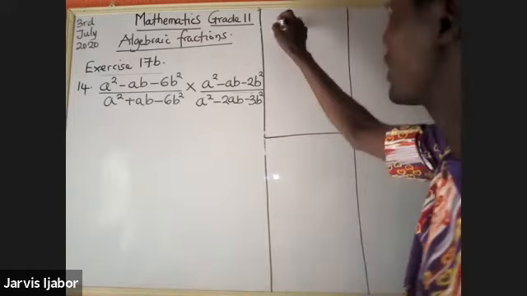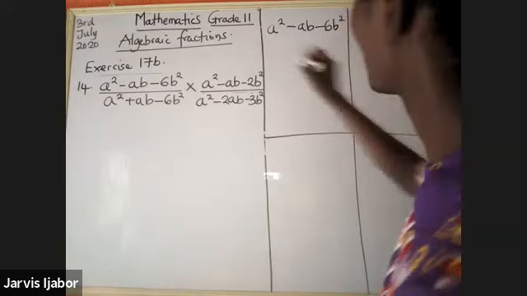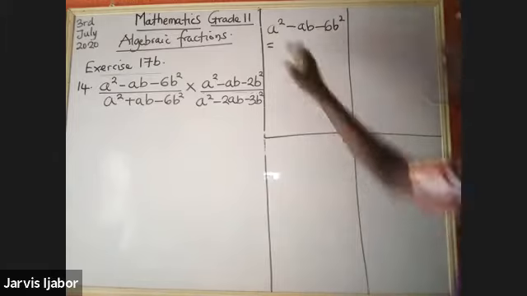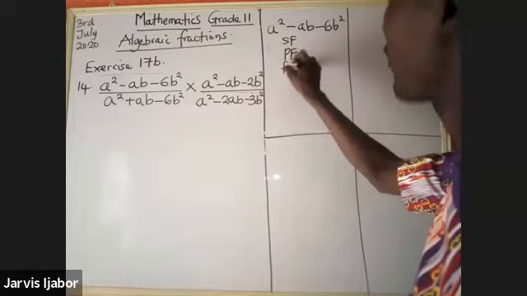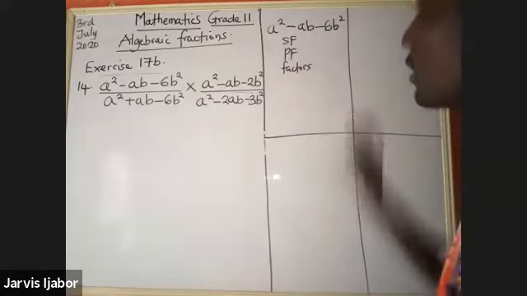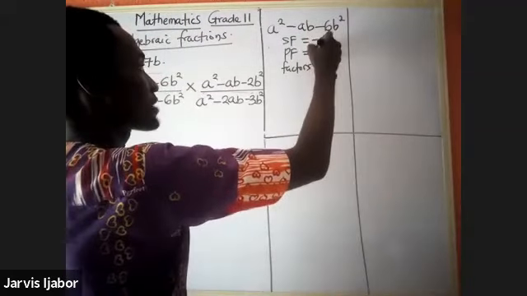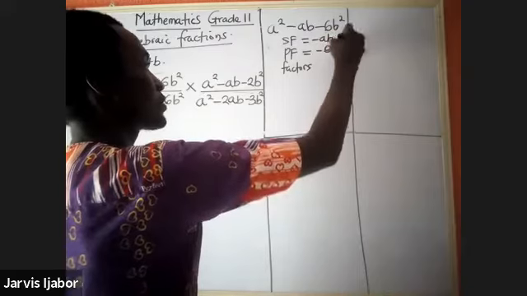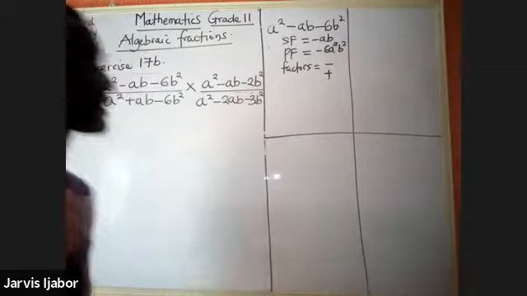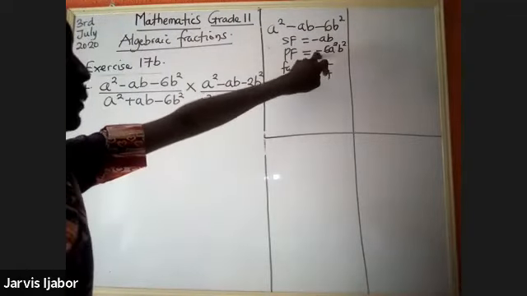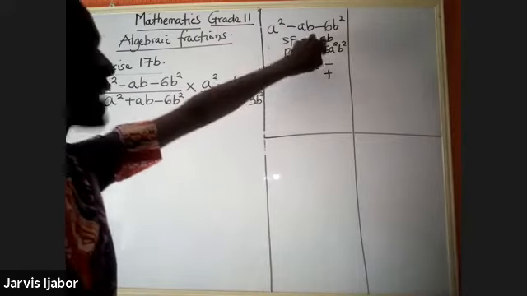The first one we have is a squared minus ab minus 6b squared. So what would that give you? We start by taking the sum of factors, the product of factors, and we'll now take the factors. So if you go by that, the sum of factors here is minus ab, the product of factors here is minus 6a squared b squared, and then the factors themselves will be negative and positive. How do I know that? Because the product is negative. Now, to confirm which will be bigger, I will look at the sum. The sum is negative, implies that the negative number is bigger.